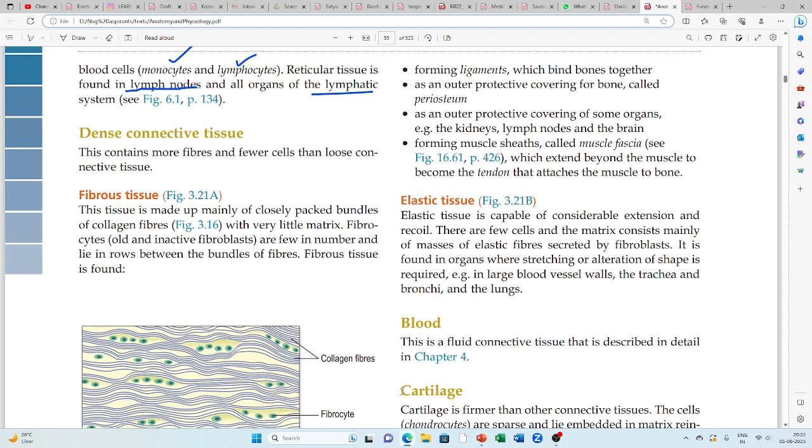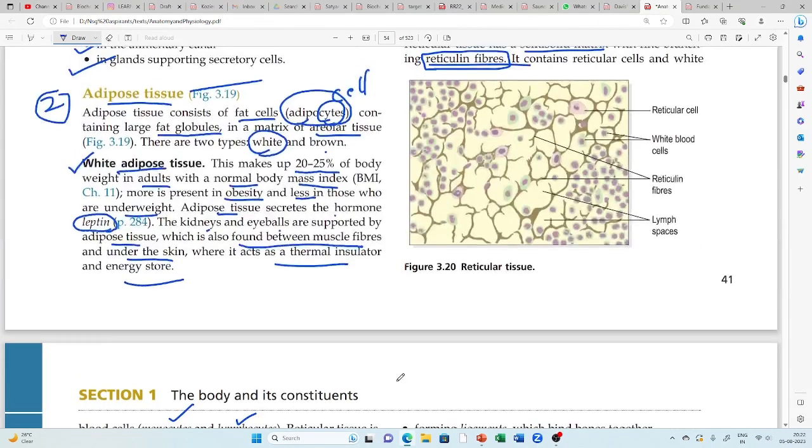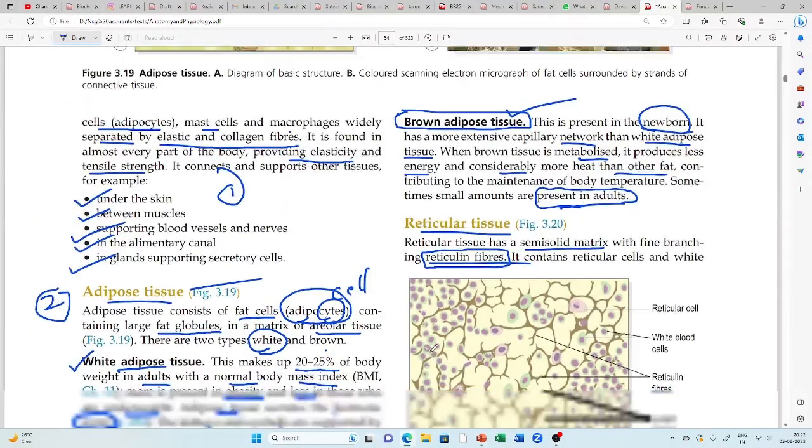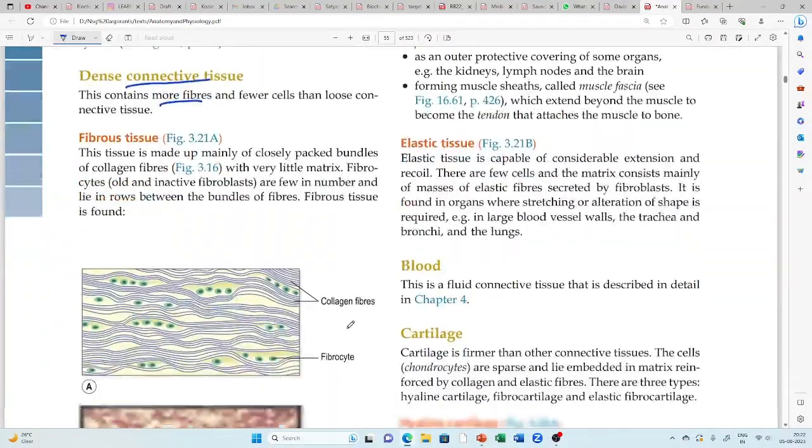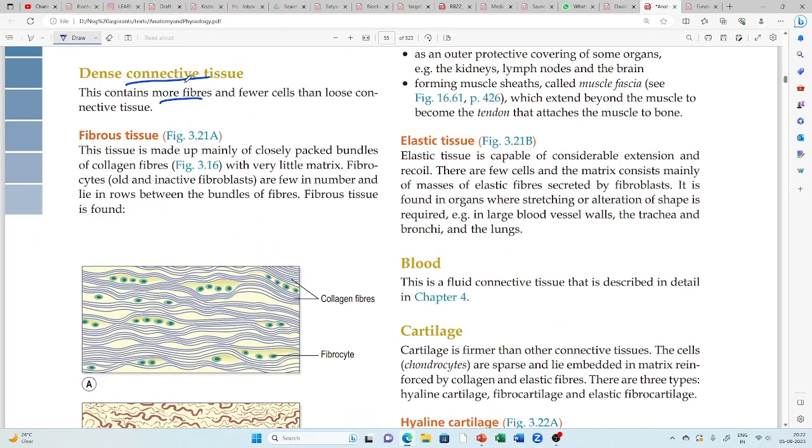Here we can see dense connective tissue. This is one type of connective tissue and it contains more fibers. Yesterday we studied loose connective tissue, adipose tissue, reticular tissue, and the cells in connective tissue. The word dense itself shows that the thickness or hardness of this connective tissue is more.